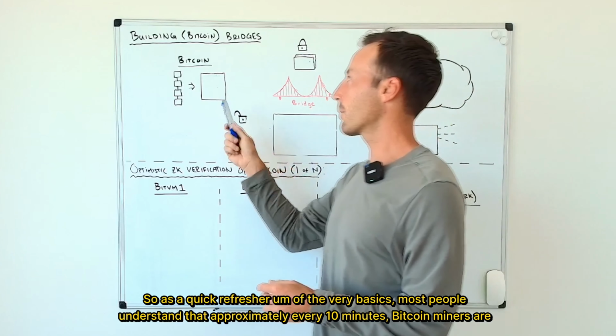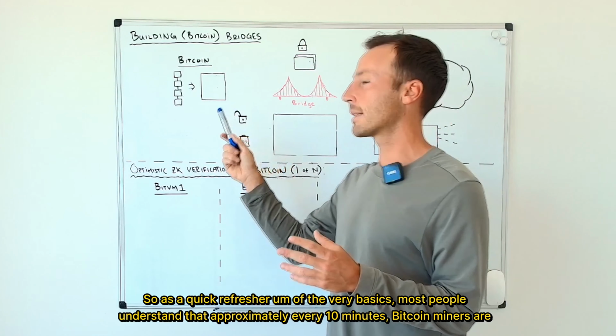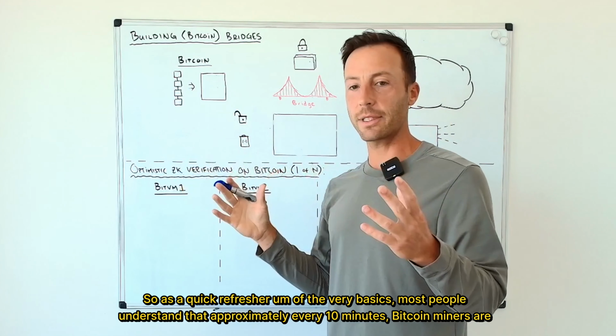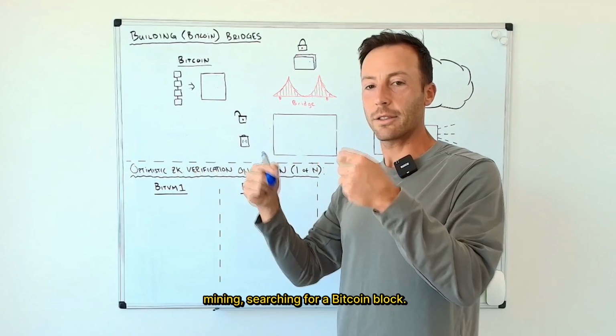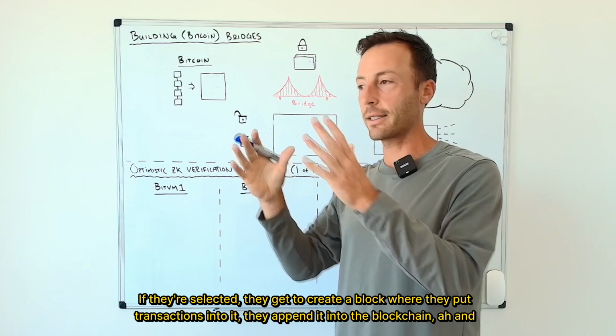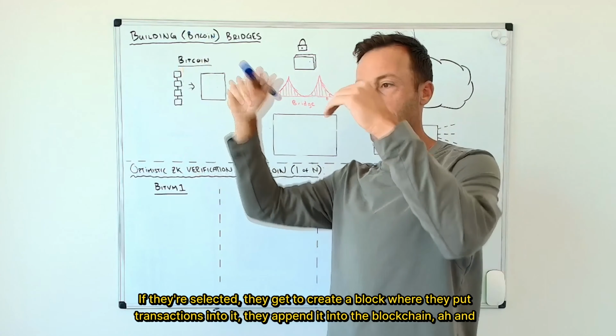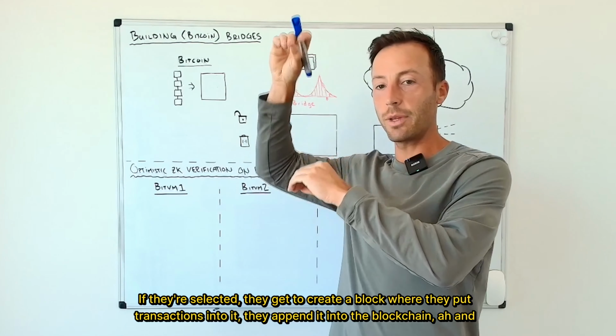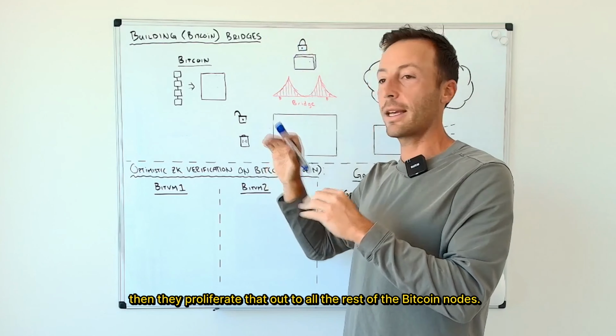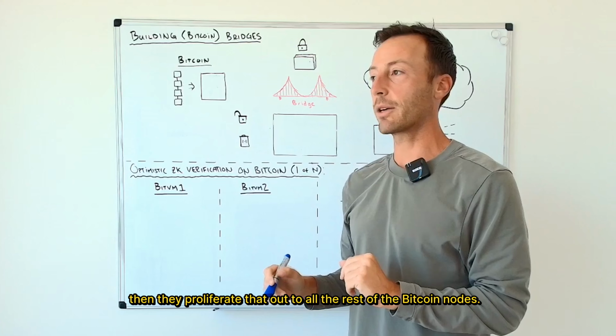So as a quick refresher of the very basics, most people understand that approximately every 10 minutes, Bitcoin miners are mining, searching for a Bitcoin block. If they're selected, they get to create a block where they put transactions into it. They append it into the blockchain, and then they proliferate that out to all the rest of the Bitcoin nodes.